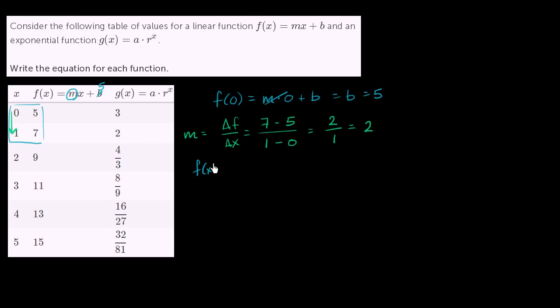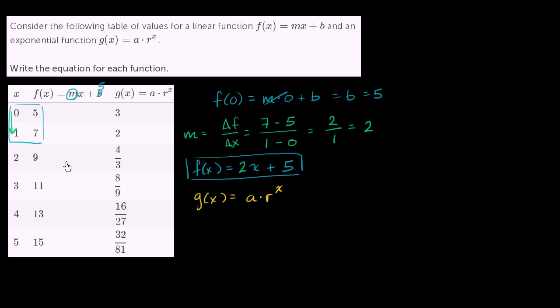f of x is going to be equal to 2x plus 5. So we figured out what f of x is. Now we need to figure out what g of x is. g of x is an exponential function, and there's really 2 things that we need to figure out: what a is, and what r is. Let me just rewrite that. g of x is equal to a times r to the x power.